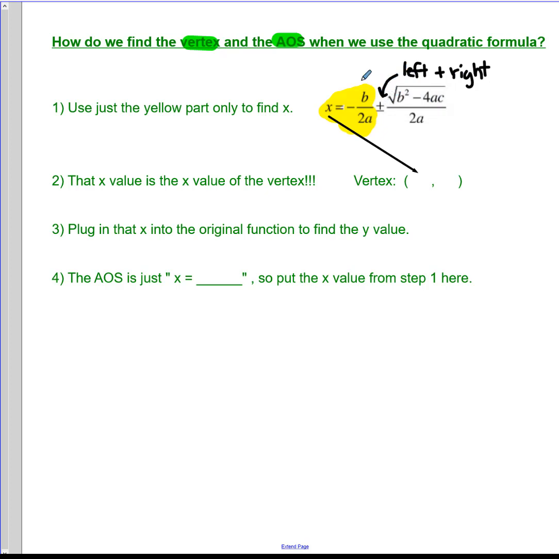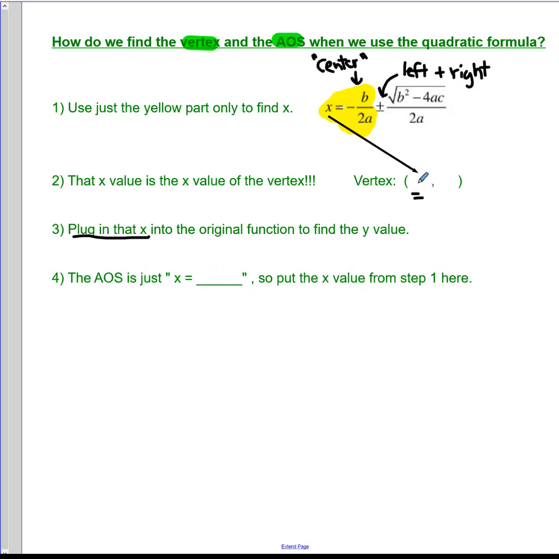So this is the center. That's where we start, and then we go right and left of that center. And the center is always the axis of symmetry, and it's always the x value of the vertex. So if you do just the yellow part, that gives you this number here, which is the x value of the vertex. Of course, to get the y value, you plug the x value into the original equation. We've talked about that many times from the other unit. And then the AOS is the same x value. Just put the x value from step 1 in here.